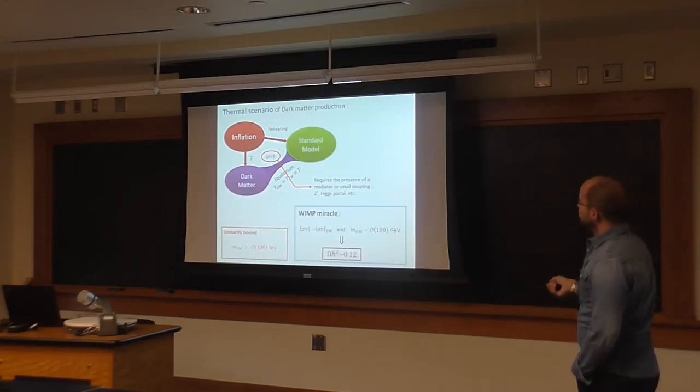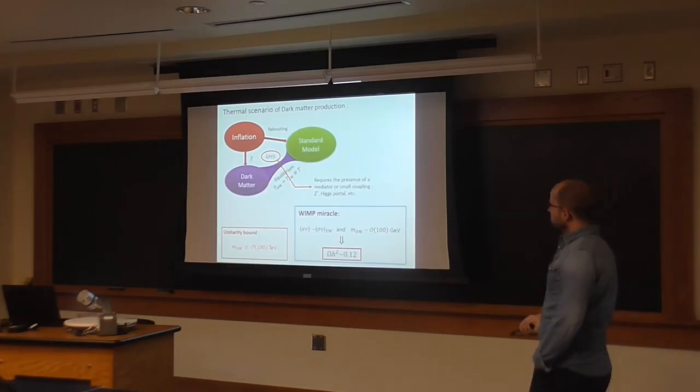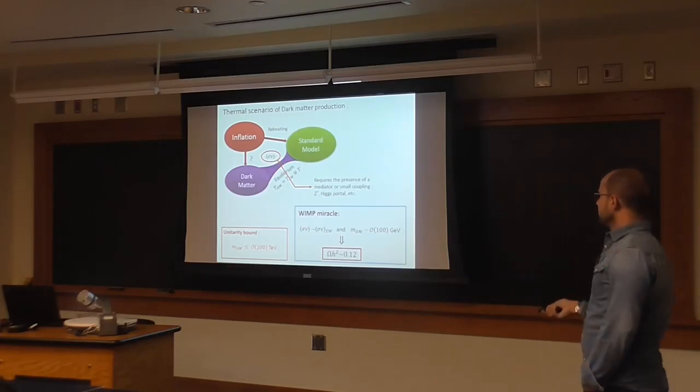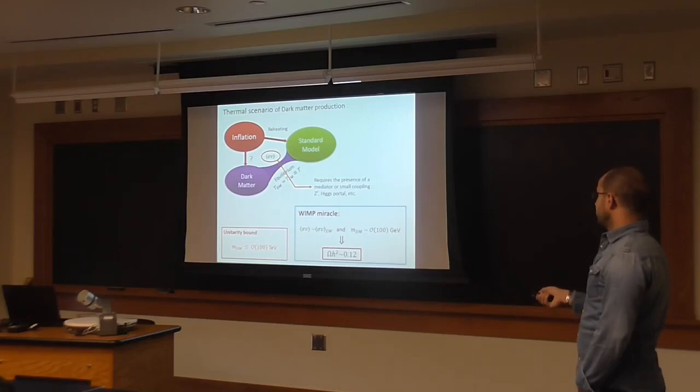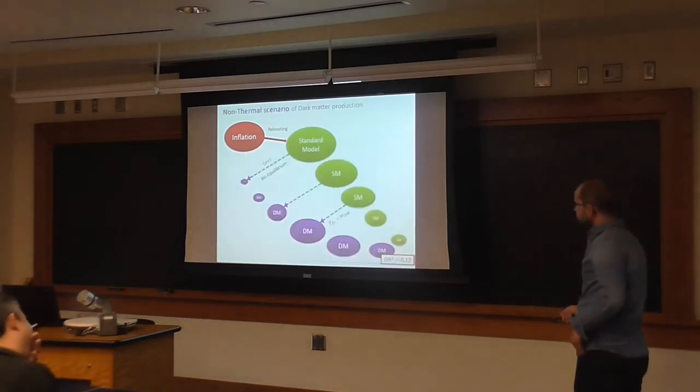Of course, this scenario was very popular because of the WIMP miracle, and you probably all know about that. This scenario is more and more constrained experimentally, but it had the advantage of predicting the correct relic abundance for an electroweak scale mass of dark matter and interaction. But this scenario also has this very important unitarity bound, which tells you that the mass of dark matter can't be heavier than 100 TeV, roughly.